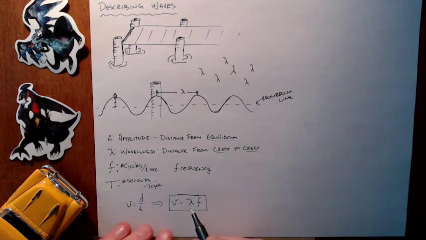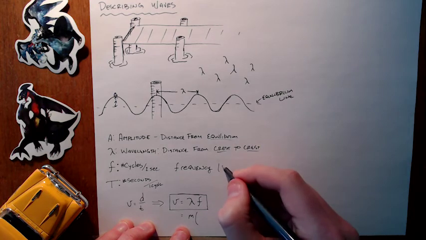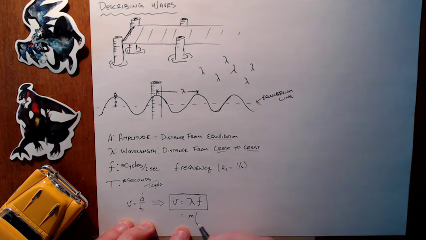Now let's quickly do some dimensional analysis here to make sure our units check out. We have lambda is measured in meters, and we have frequency. Remember, frequency is measured in hertz, but that is the same thing as 1 over seconds. So we have meters times 1 over seconds. And if we just multiply these together, just like normal numbers, we get meters per second. So that checks out.